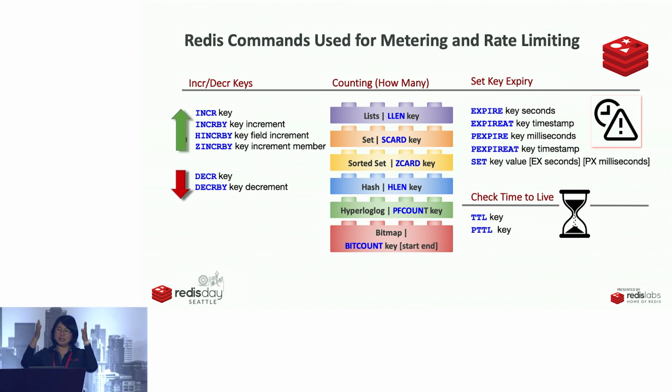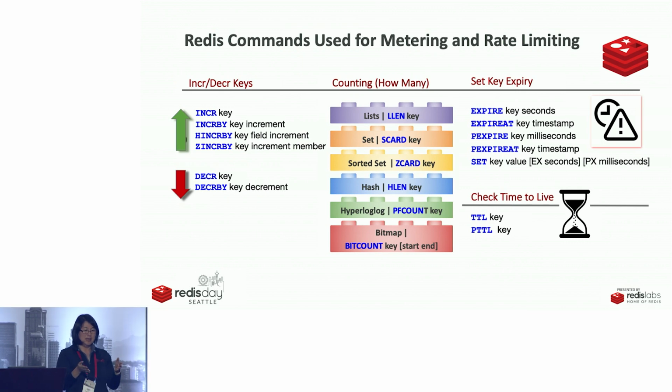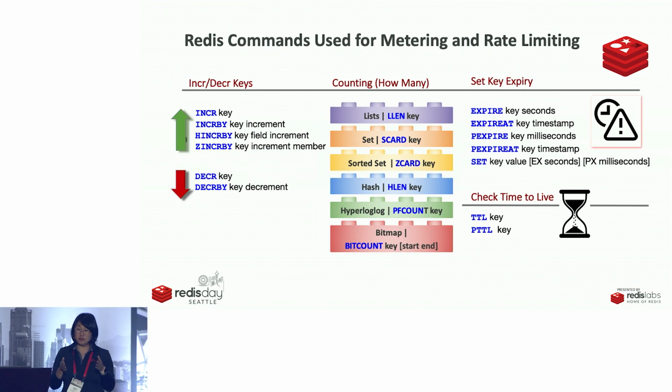In terms of counting, and this is what's really cool about Redis, depending on which data structure you use, a lot of these data structures allow you to identify the cardinality or the number of elements inside that data structure. So list is LLEN, set is SCARD, sorted set is ZCARD, hash is HLEN, hyperloglog is PFCOUNT, and bitmap is BITCOUNT. So depending on what your design pattern is, this gives you options on how to count the elements within it, because that's then going to determine how you limit something.